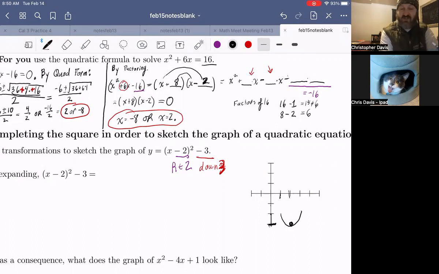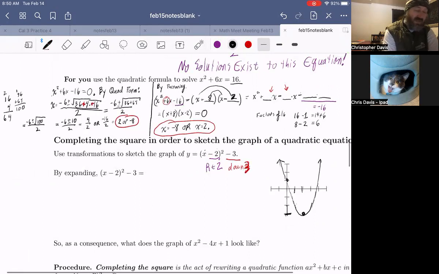Even though it's not part of the problem, let's get the right y-intercept anyway. This y-intercept is easy enough to check. 0 minus 2 is negative 2, squared is 4, plus 3 is 7. So I'll make sure to have the correct y-intercept. Neato. So here's the fact.